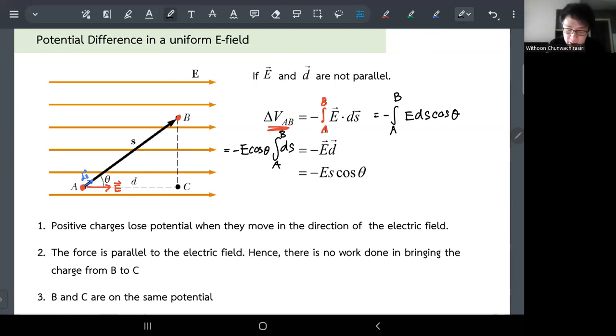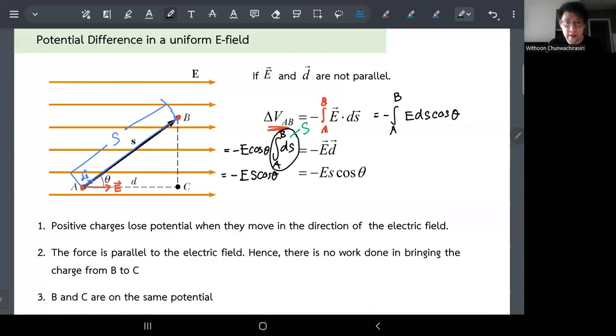Okay. And by doing this, you don't need to integrate anything, because the integral of ds gives you the whole length of this vector. That's S right there. With me? All right, just keep going. So what you have over here is going to be negative E. This whole thing gives you just S. Nothing different than before. So it's S cosine theta. With me, guys?